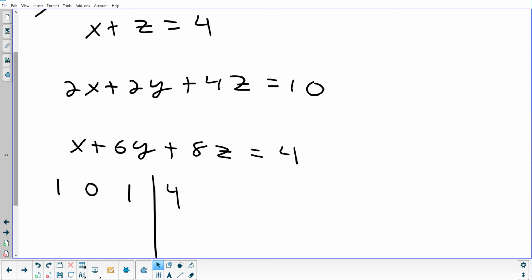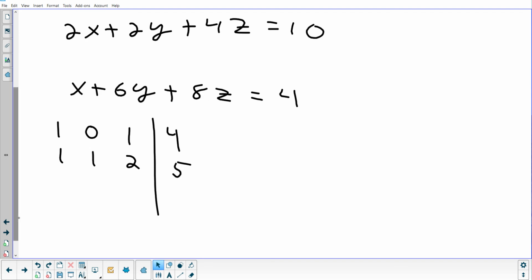Okay, my next row? Well, actually, what could my next row be? You could put this one in. I was thinking of something else you could do: 1, 1, 2, 5. Because you can divide everything here by 2. You don't have to, but if you do that right off the bat, it makes the numbers a little smaller. So 1, 1, 2, 5. And what about my third row?